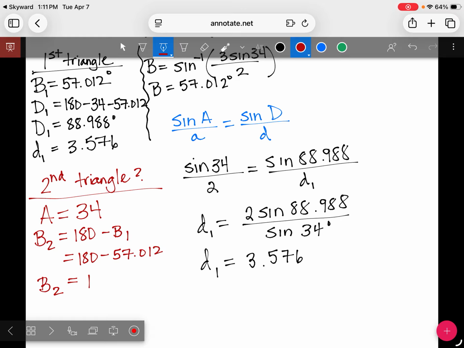Did you get 122.988 degrees? Who got that?